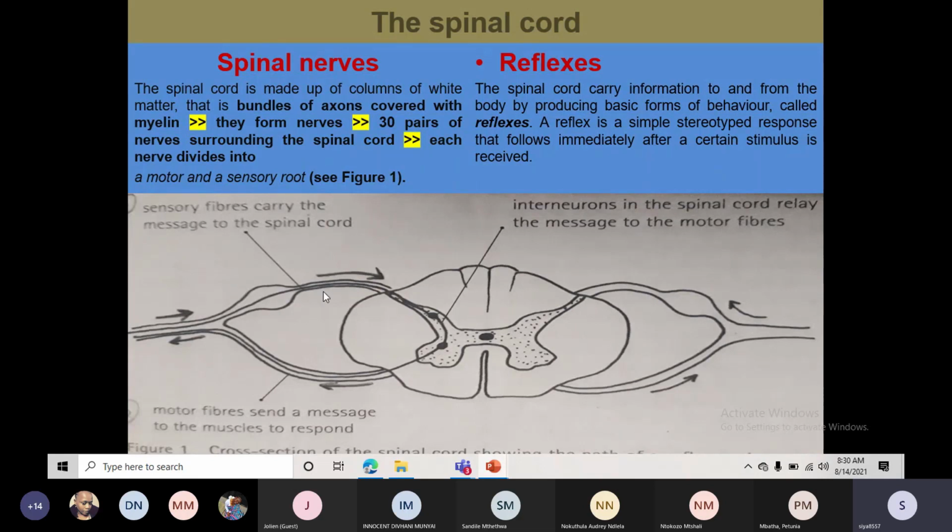This information happens quickly. You can't see it, you can't even feel it. Hence they say reflexes. Reflexes means speed, a quick reaction. The spinal cord carries information to and from the body by producing basic forms of behavior called reflexes. A reflex is a simple stereotyped response that follows immediately after a certain stimulus is received.